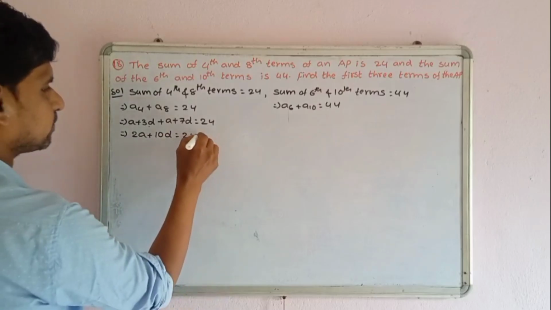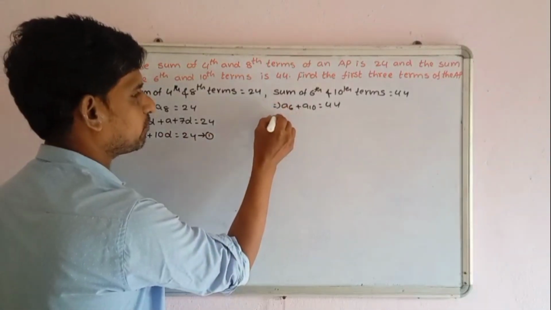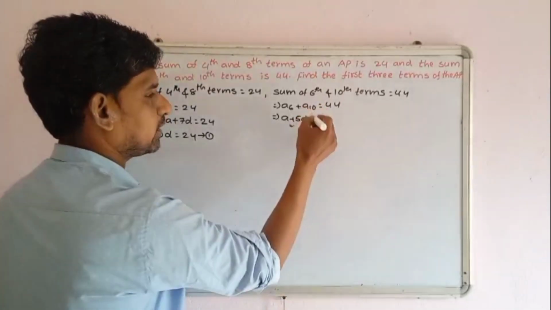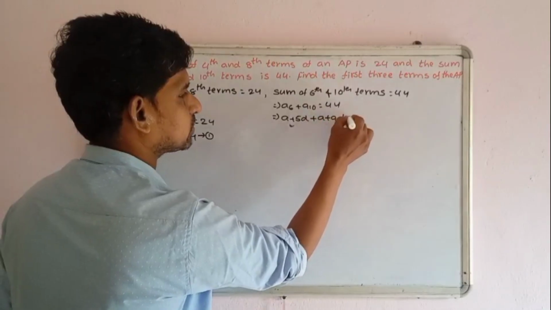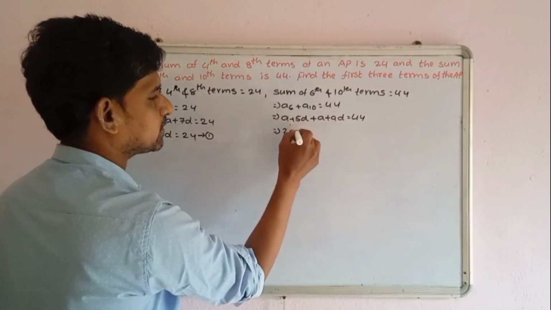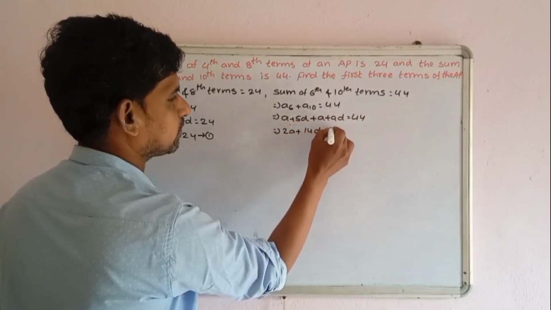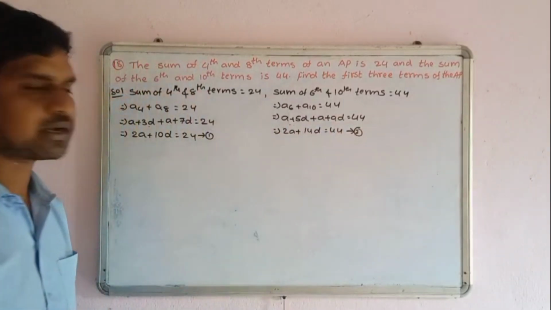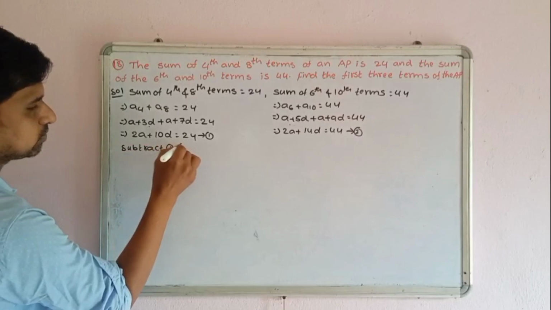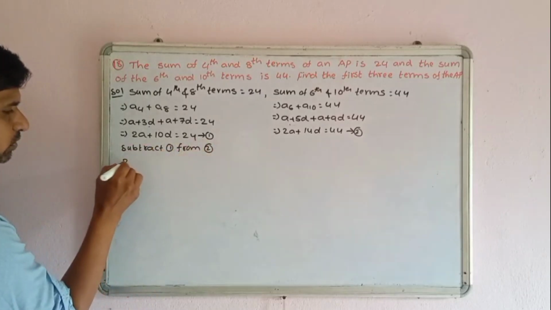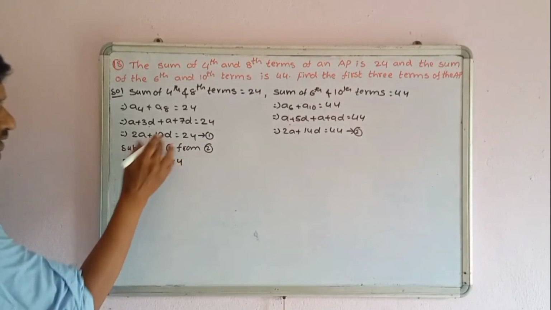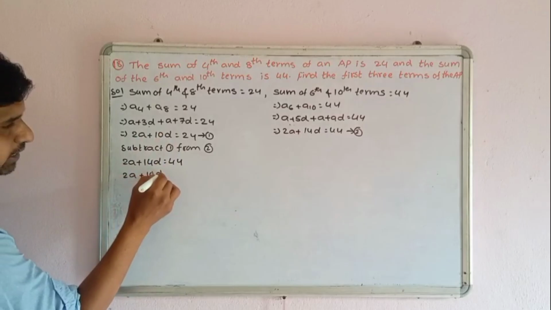Say this is 1. Here A6 is nothing but a plus 5d. A10 means a plus 9d equals 44. Now a plus a is 2a, 5d plus 9d is 14d equals 44. Say it is 2. Subtract 1 from 2. What is 2? 2a plus 14d equals 44. What is 1? 2a plus 10d equals 24.